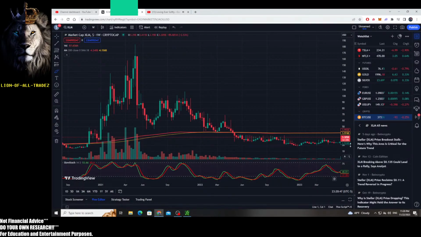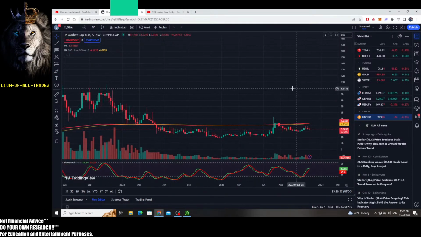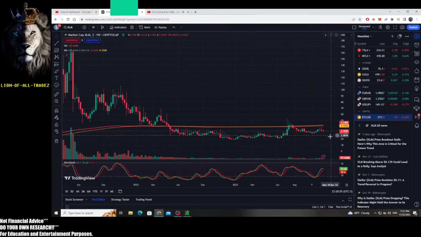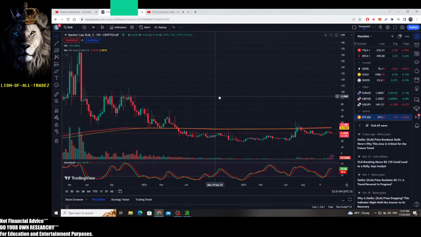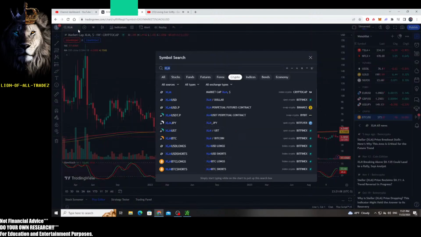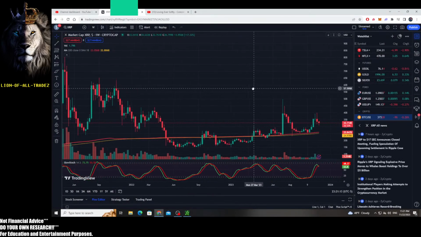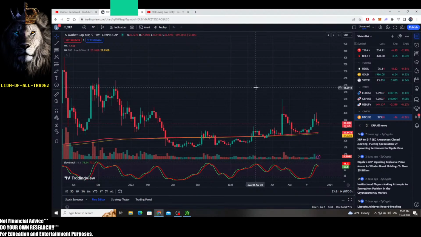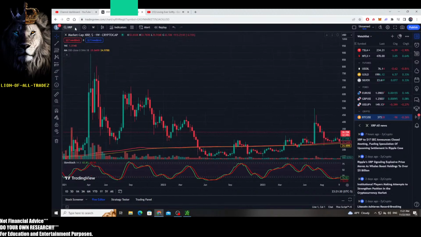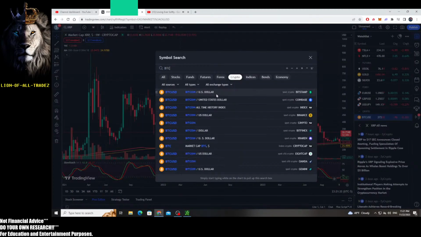Market cap right now at 2.54. Oh wait, why am I drawing? Oh, there you go. Okay, right now it is at 3.30 billion in market cap for XLM. XRP is at a market cap of 32.71 billion, which is massive.